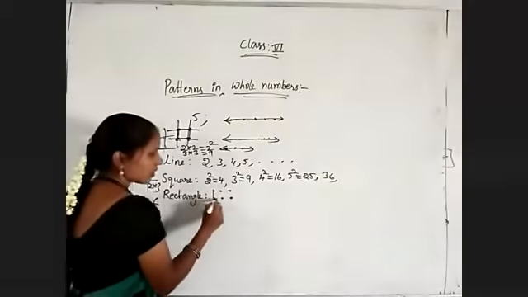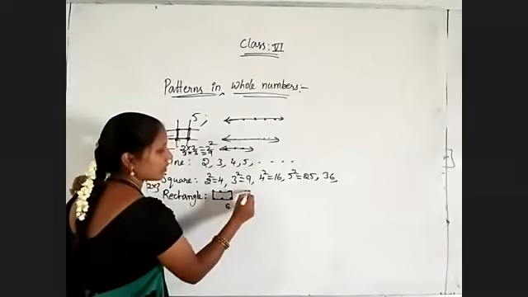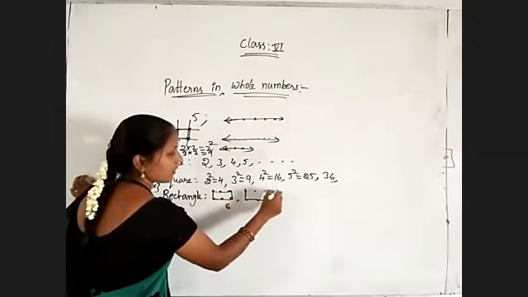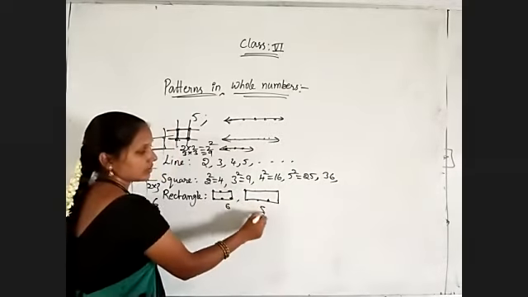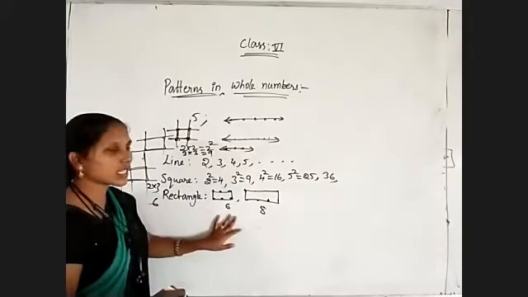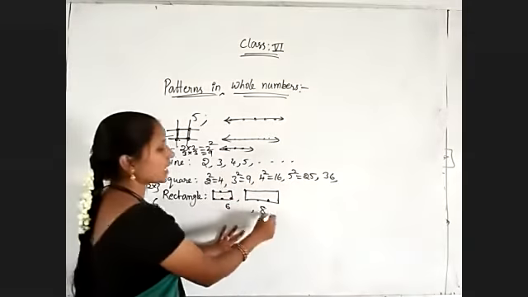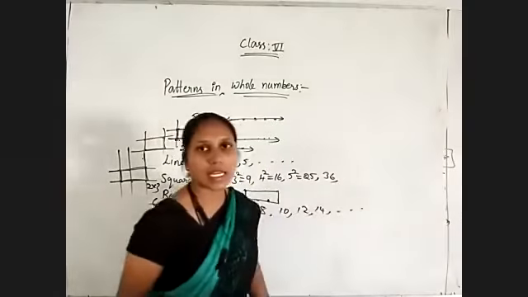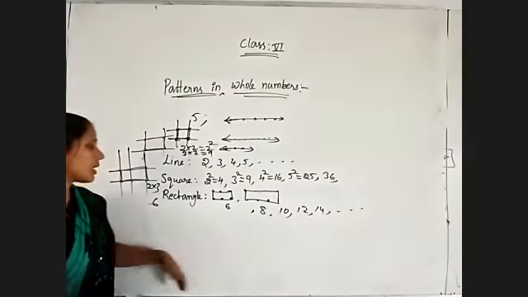So 6. After that 1, 2, 3, 4, 5, 6, 7, 8. 7 we can't represent. So 8. So the numbers from 6, all the even numbers, 6, 8, 10, 12, 14, all these numbers we can represent as a rectangle. And after that a triangle.